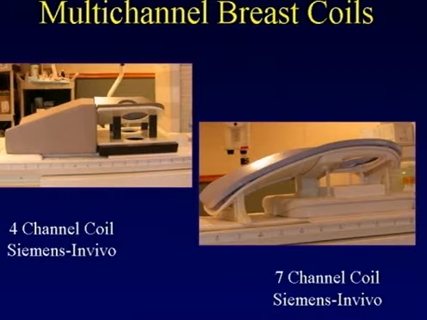This is what the coils look like. This is the standard 4-channel coil where we perform all of our diagnostic studies. This is the 7-channel coil, and with this coil, the benefit is that you can perform localizations and biopsies from both the medial and lateral approach.